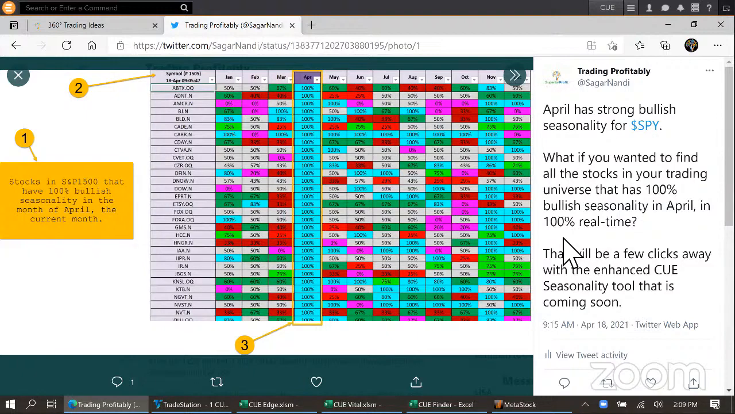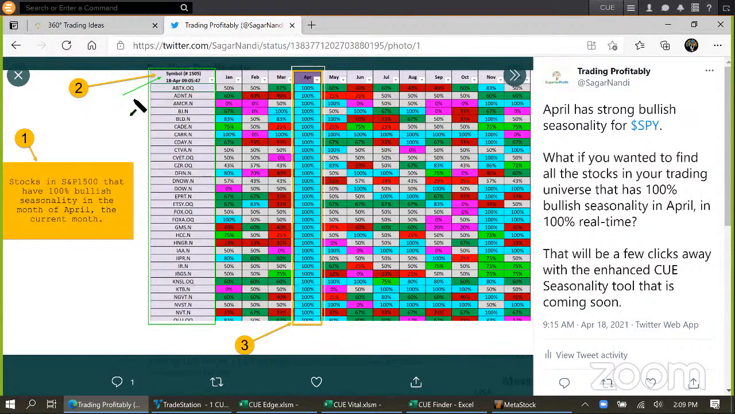After I released it, I got input from several of the Q traders: why don't I extend it so that people could look at their stock trading universe and then quickly find out which of those stocks have strong bullish seasonality in the current month or maybe in the following month also. So I'm working on that. Here I ran the enhanced Q seasonality program on S&P 1500 stocks. Once released, you could run it on any symbol universe of your interest. Liquid stocks, high growth stocks, and it is not limited to only the USA market, just like other Q tools. This tool will also be applicable to any country in the world, any market in the world.